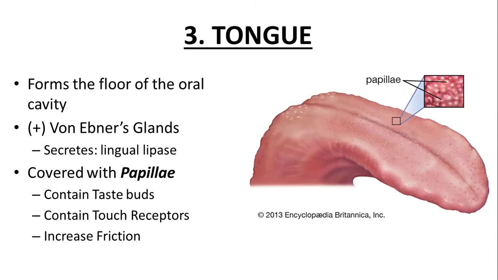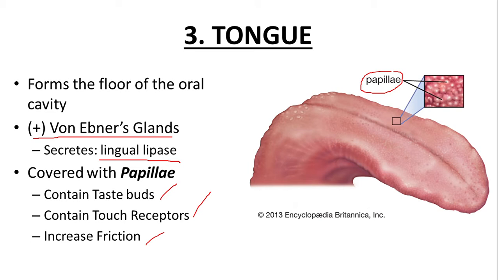Next, you have your tongue. So it forms the floor of your oral cavity. It is covered in papillae. So this is your papilla. These are structures that contain taste buds, contain touch receptors, and increase the friction in your tongue, which can help with the process of turning the food into a bolus. What else? Your tongue contains von Ebner's gland secreting lingual lipase, which is another type of enzyme.